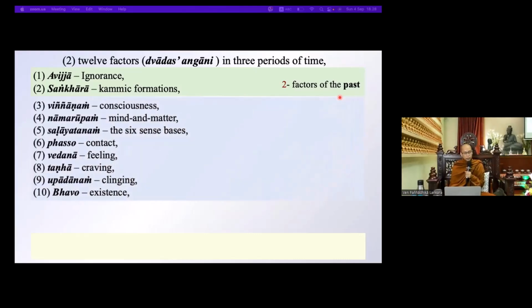And starting from vijnana, consciousness, nama rupa, salayatana, phassa, vedana, tanha, upadana, and bhava, these 8 factors are considered the present factors, because vijnana, consciousness, refers to the consciousness that arises at the moment of patisandhi, and after it, up to bhava, all these factors are considered the present life.